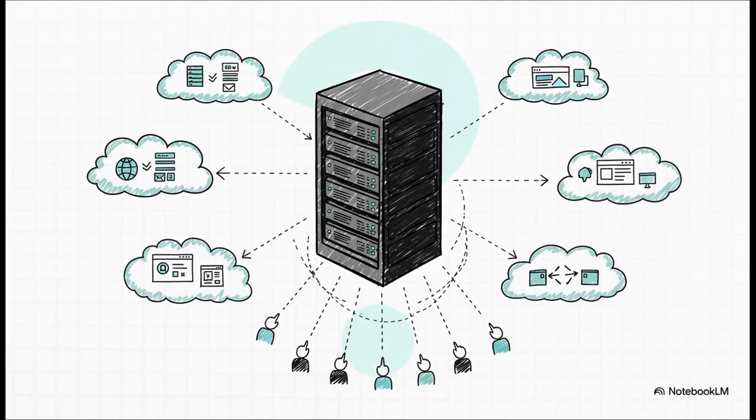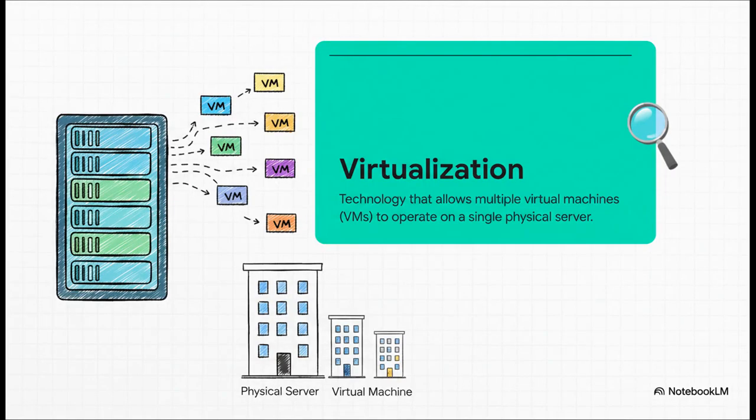Think about cloud giants like Amazon Web Services or Microsoft Azure. They have millions of customers, but they don't have millions of individual physical server machines. So how do they do it? How can one giant physical server run websites for thousands of different customers all at the same time? The secret, the absolute magic trick, is virtualization.